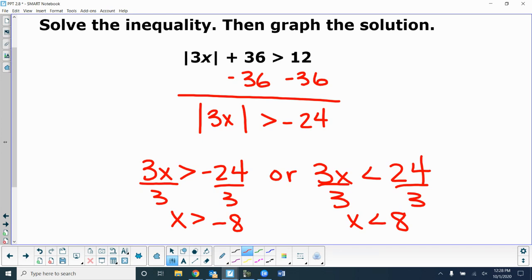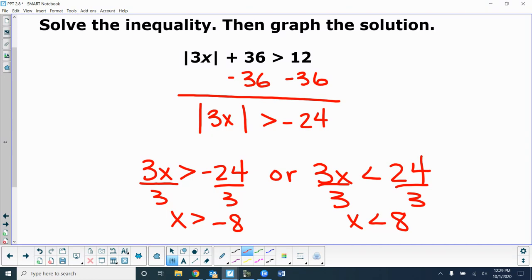You guys all okay with that? Okay, so let's check it. What's 3 times negative 8? Negative 24. What's the absolute value of negative 24? 24. Plus 36. 60. Is that greater than 12? Yeah.